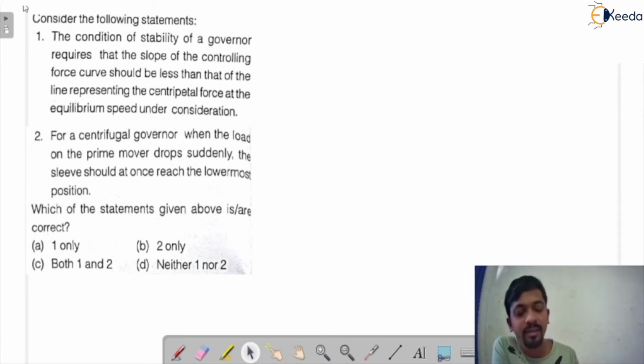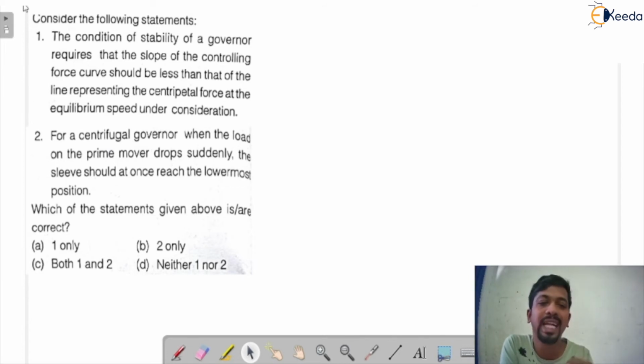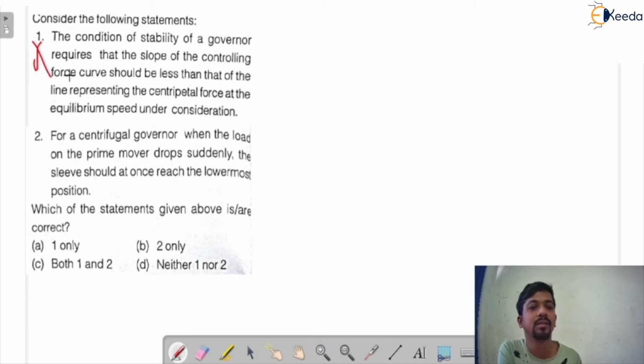It is saying that for the stability, the slope of the controlling force should be less than that of slope of the speed line. Is it true? No, this is not true, because we know that for the stability the slope of the controlling force is more than the slope of the speed line. So that's why this is the wrong statement. This is condition for instability.